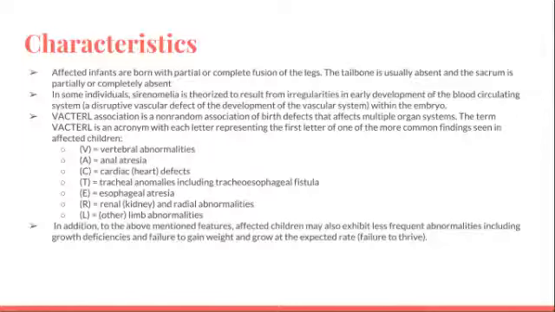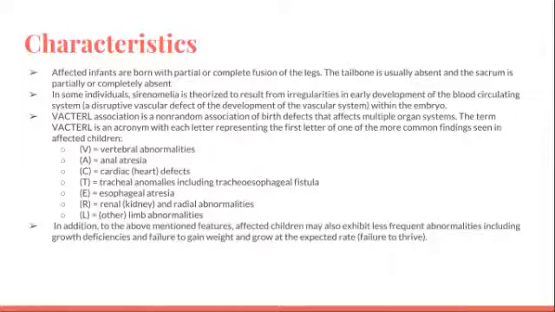Characteristics. Affected infants are born with partial or complete fusion of the legs. The tailbone is usually absent and the sacrum is partially or completely absent. In some individuals, Sirenomelia is theorized to result from irregularities in early development of the blood circulating system, a disruptive vascular defect of the development of the vascular system within the embryo.